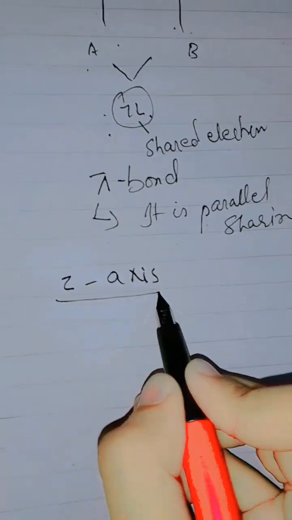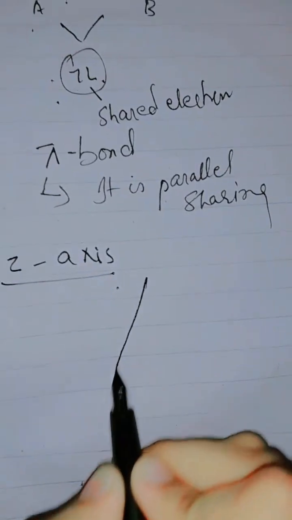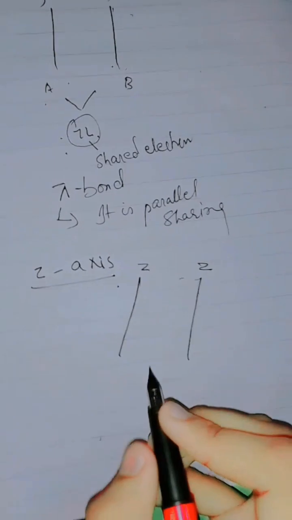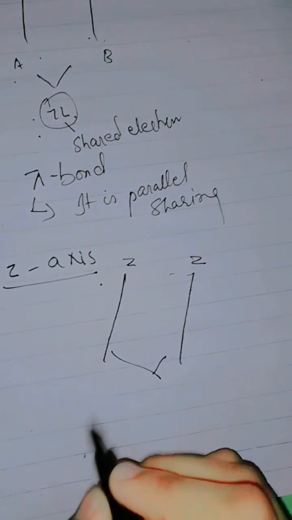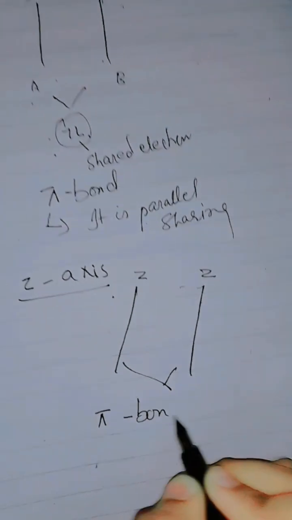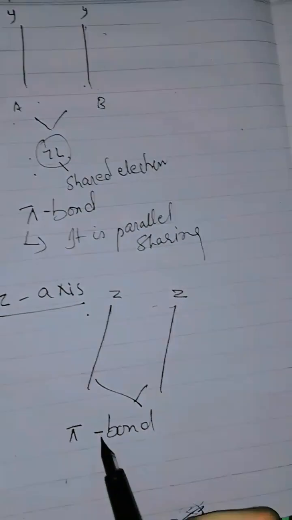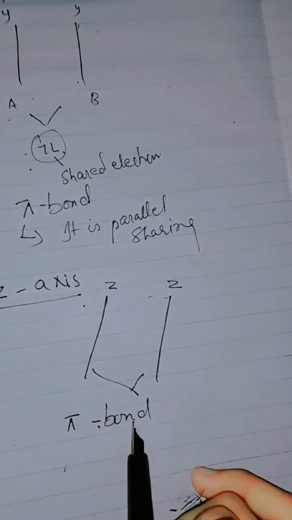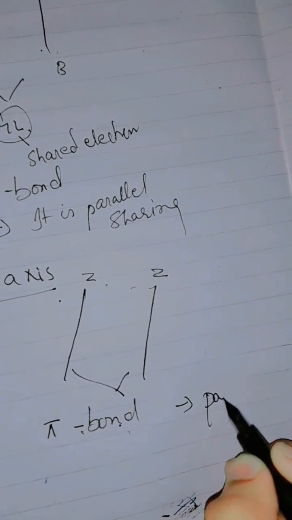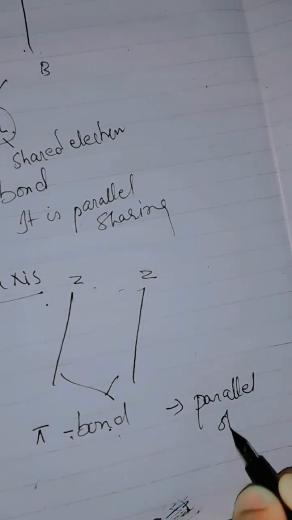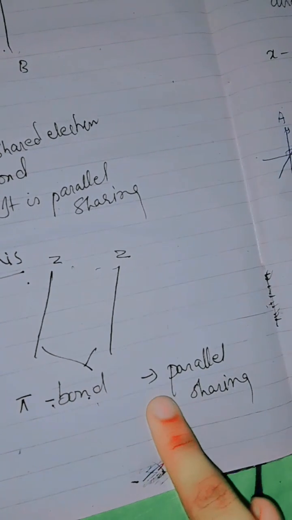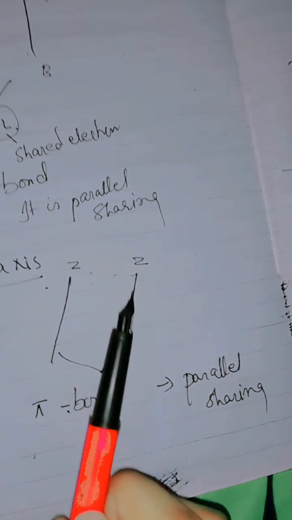Now if we talk about the z-axis, one atom will be on the z-axis and the second atom on the z-axis. When they make a bond, that bond is also called a pi bond. So the bonds made on the y-axis and z-axis are both called pi bonds, and it is also parallel sharing, because both atoms are parallel to each other.